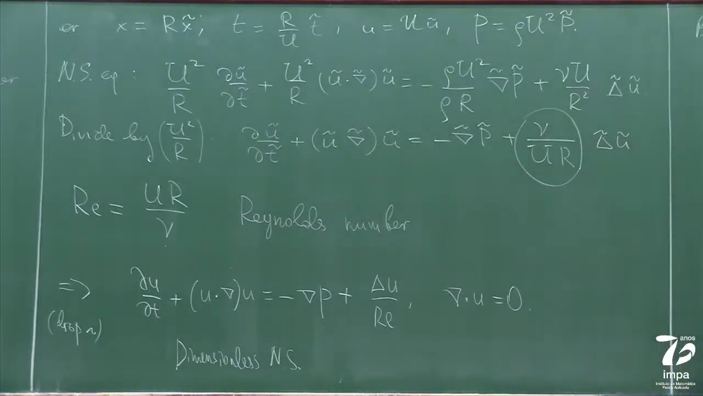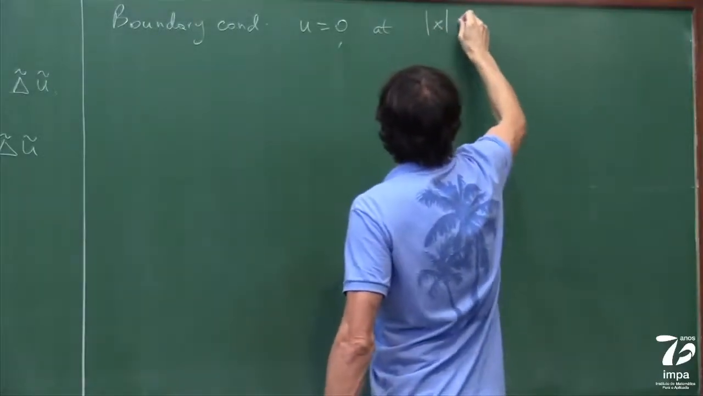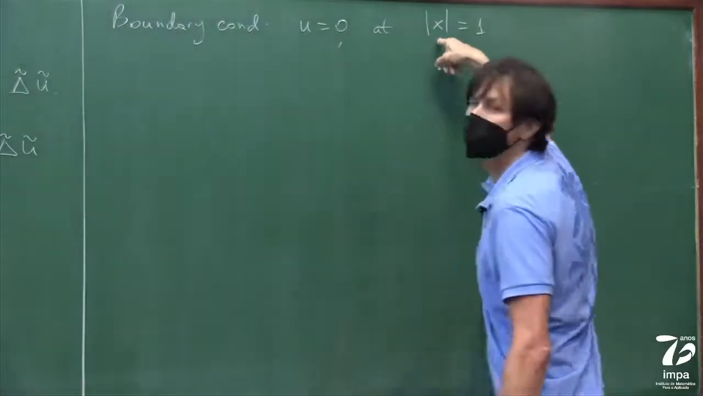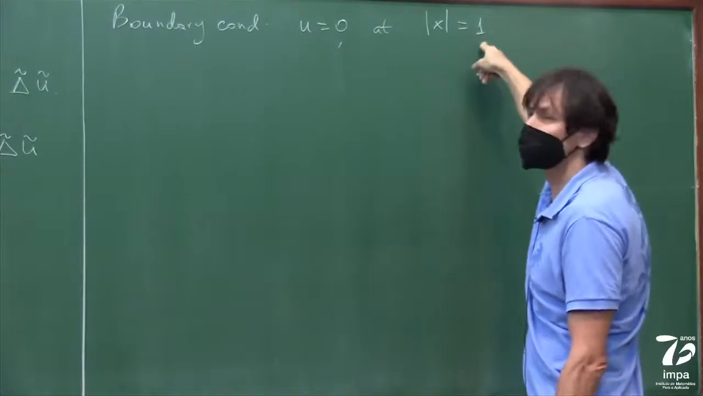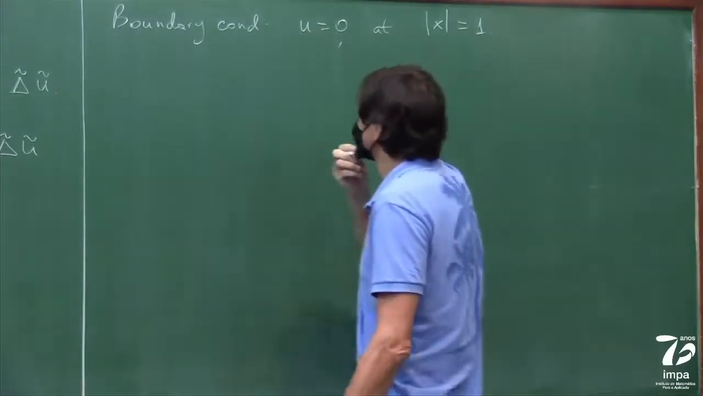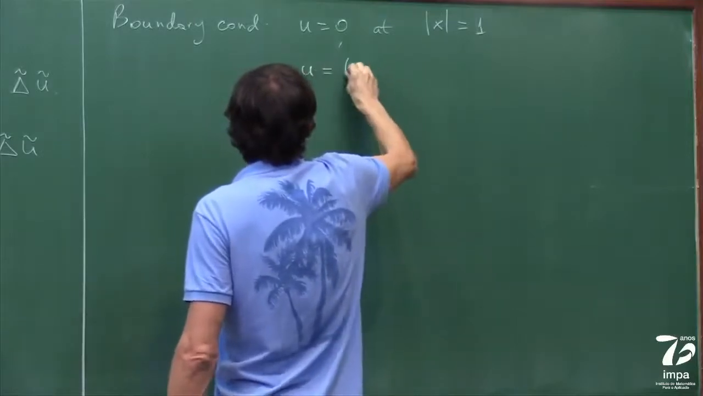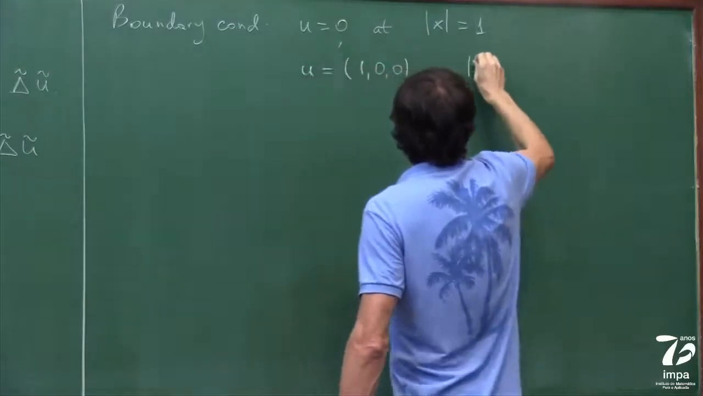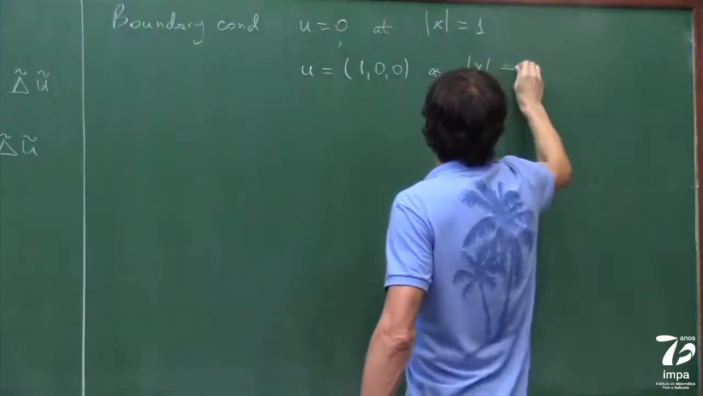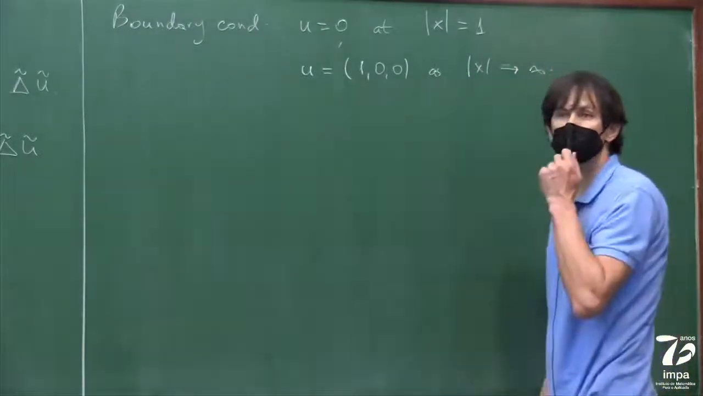the boundary condition becomes that u is 0 at the boundary of the cylinder, but the boundary of the cylinder is now, in new coordinates, just 1, because after dividing everything by the radius it becomes 1. And u becomes (1, 0) far away. As you go far from the cylinder, the speed goes to 1.